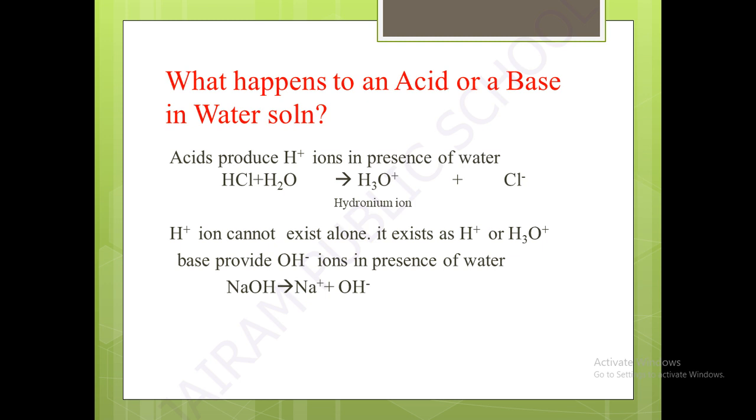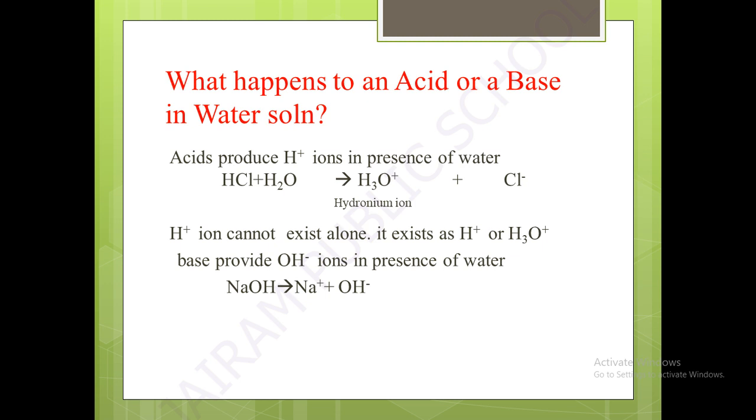Acids, we already know, produce H plus ions, which are dissociated in the water solution, and bases will produce OH minus ions. The same example of what happened in the beaker, we can take. The same HCl, if it reacts with water, will produce hydronium ion, or we can say H plus ion. Usually H plus ions cannot exist alone. It exists as H3O plus, and this is the reaction when an acid reacts with water. Suppose a base reacts with the water, what happens?